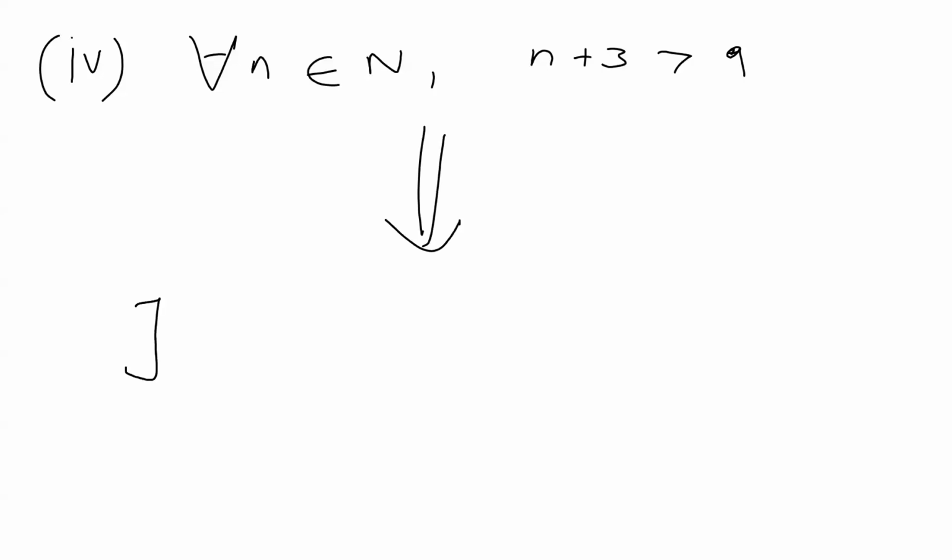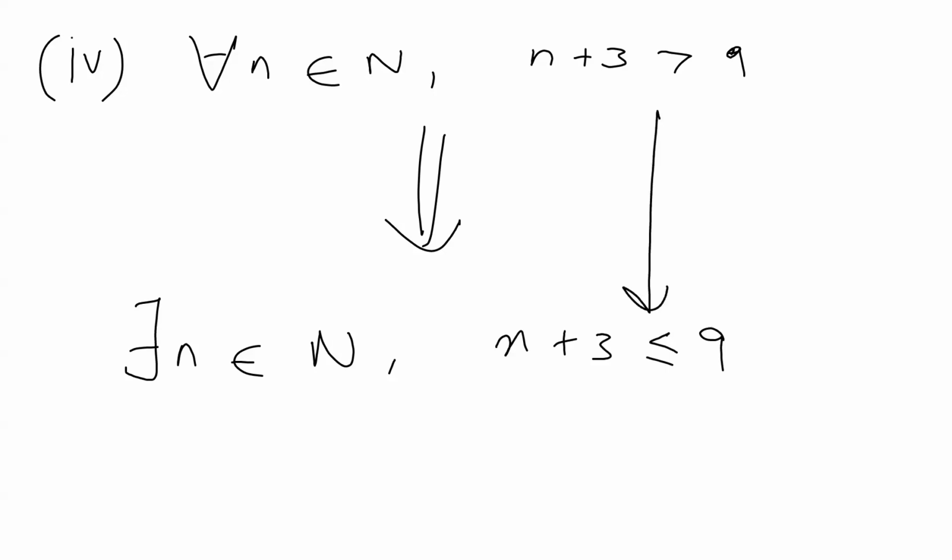Negation is: for all changes to there exists, n belongs to natural numbers, n plus 3 is less than or equal to 9. Two things we have done: for all to there exists, and negation of the later part. So what is the opposite of greater than? Less than or equal to.